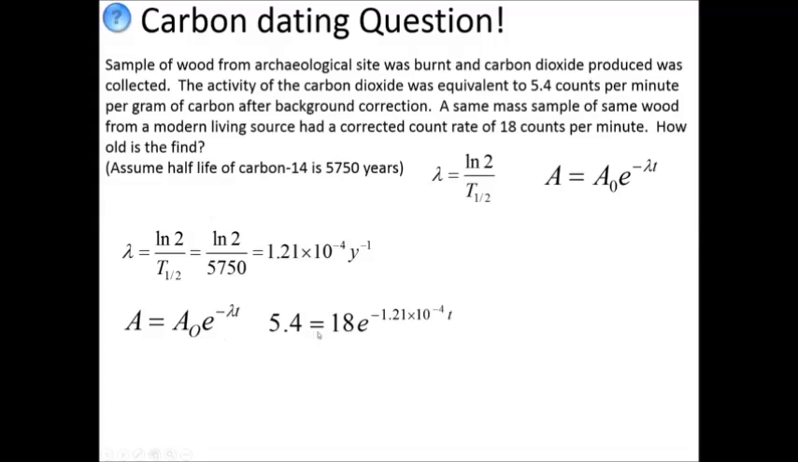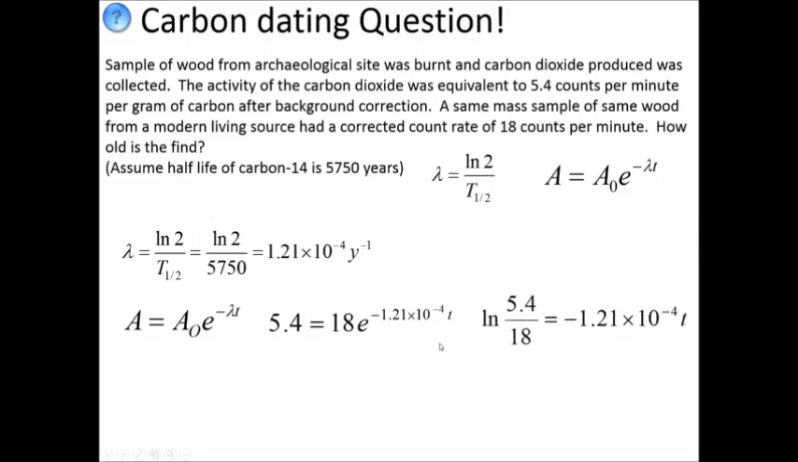Just a quick aside, the 5.4 and 18 have both got the same units, and these are in counts per minute. And then we've left our 1.21 times 10 to the minus 4. This is in per year. So the answer that we get, t, is going to be in years, because lambda and t must have the same units, and our A and A0 must have the same units.